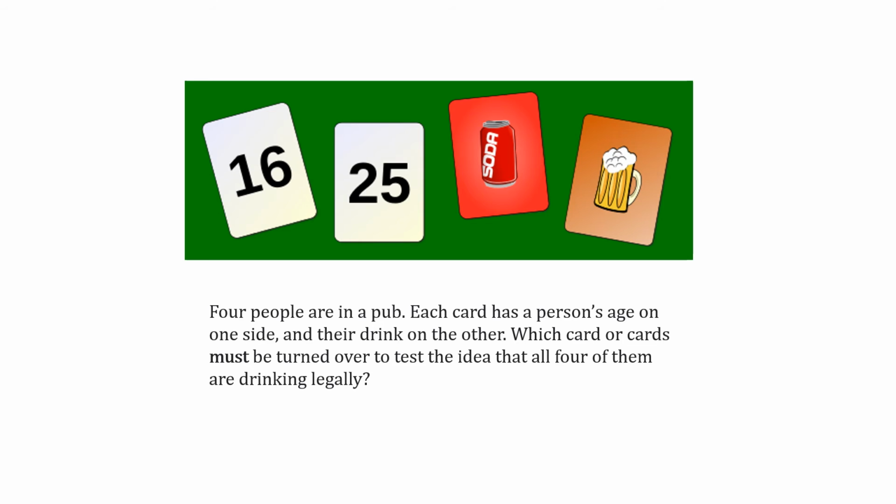Now, moving on to the drinking question. This one, most people tend to find much easier. Which ones do you need to check? Well, clearly you need to check the 16-year-old. Are they drinking beer? Turn over the card. And also the beer drinker. Are they under 18? Turn over the card. You don't need to check with the person who's drinking soda, so they've got it there, and you don't care about what the 25-year-old is drinking.